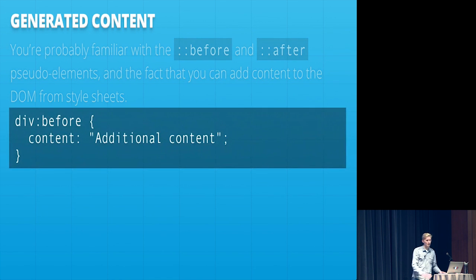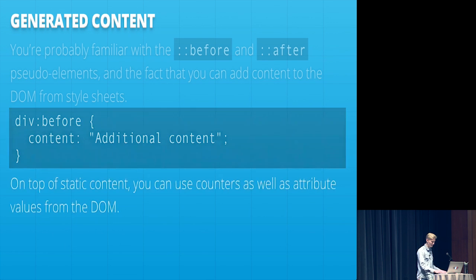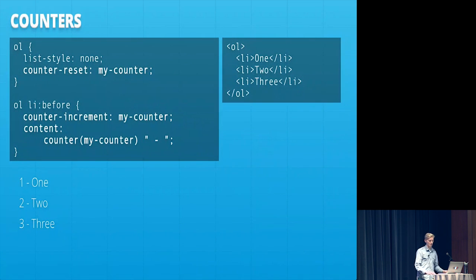And you can use those to add content from the style sheet into your actual page. So you could argue that's a bad practice, but let's not get into that. But on top of just static content, so it's just a string that you place there, you can use counters, for instance. So you specify a counter name, call counter reset, my counter. Okay, inside that context, the ordered list, that counter is going to start counting from 1 to whatever number of times we call counter increment inside that context.